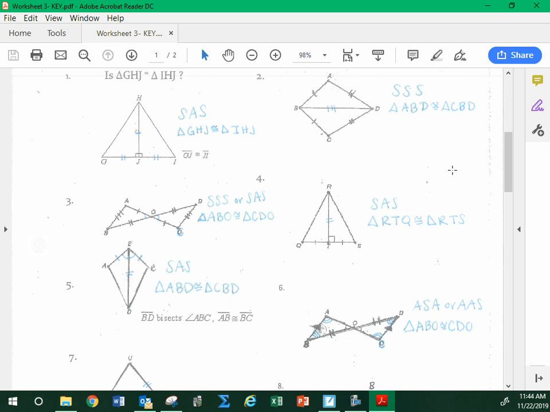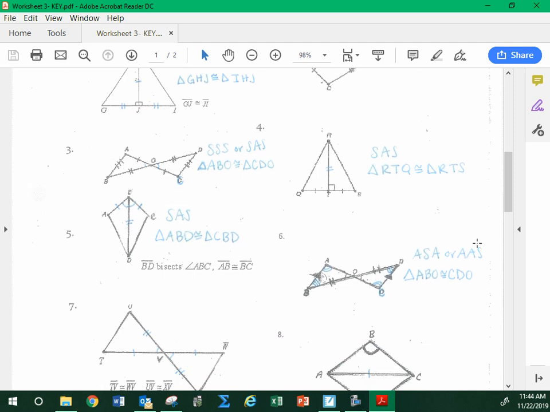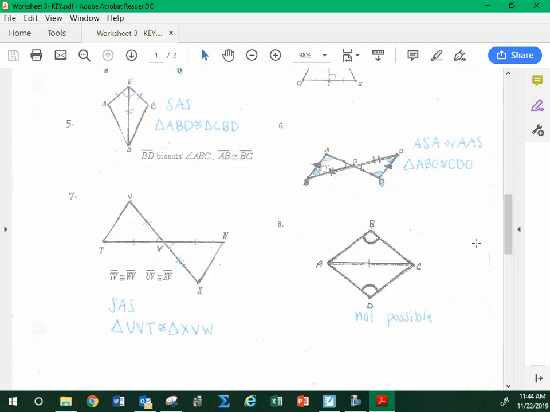Number 6. Yes. I wrote ASA, but how would it be AAS? So if you did your alternate interior here and here, then that would be angle, side, angle. But let's suppose that you went ahead and did both sets of alternate interior, then you technically could do angle, angle, side. So again, guys, just make sure your markings on the picture support whatever method you use.